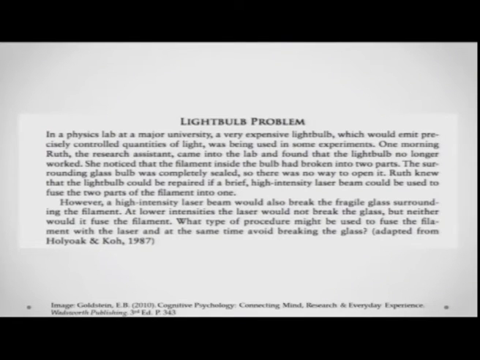Ruth knew that the light bulb could be repaired if a brief high intensity laser beam could be used to fuse the 2 parts of the filament together. However, a high intensity laser beam would also break the fragile glass surrounding the filament. At lower intensities, the laser would not break the glass, but then it would not fuse the filament together as well. Now, the question is, what type of procedure might be used to fuse the filament with the laser while at the same time avoiding breaking the glass?